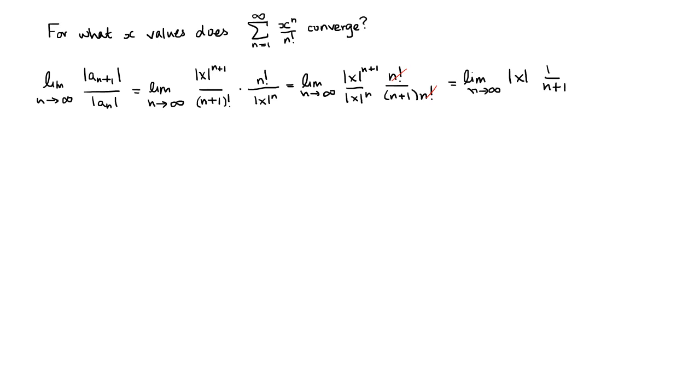No matter what x is, this limit as n goes to infinity... x is constant in this problem. We're varying n, not x. So we have absolute value of x times the limit as n goes to infinity of 1 over n plus 1, which is equal to absolute value of x times 0. Okay, so our limit is equal to 0. Notice this is less than 1, no matter what x was.